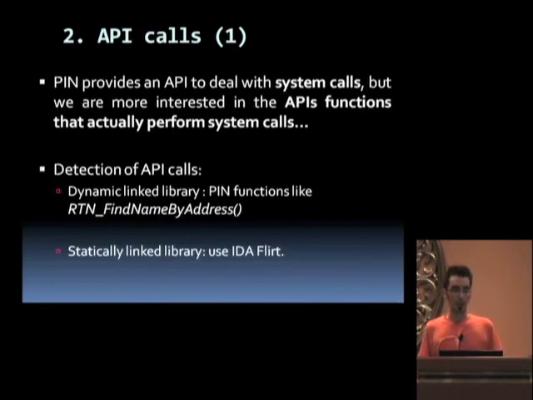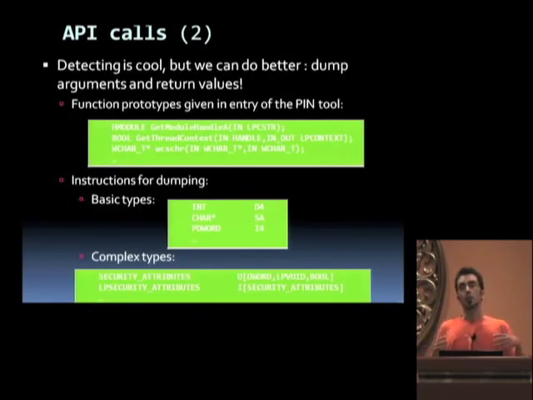So we detect API calls. It works pretty well, but we can do better. As we are dynamically monitoring the execution of the Switzer packer, we can actually dump the arguments and the return values of the API functions. But to do that, the PIN tool needs to know the function prototypes. So we give a file as input to the PIN tool. You have an example here.